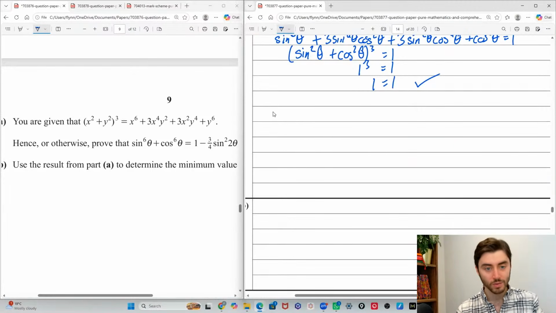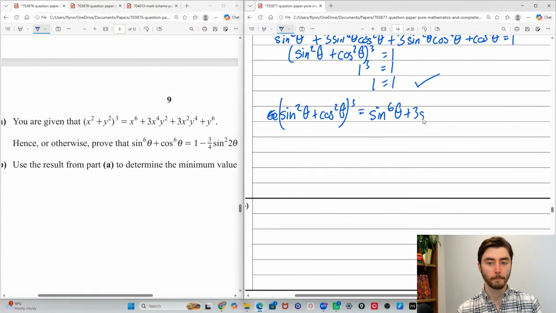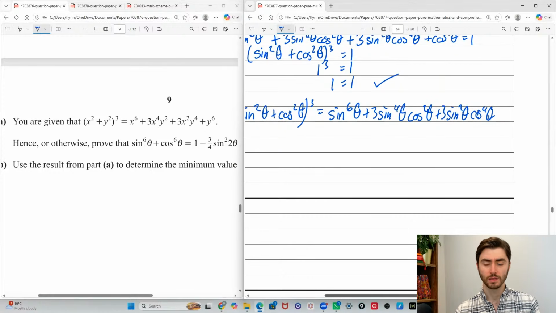What I was supposed to do was to just say if x is equal to sine theta and y equals cos theta, then on the left-hand side we get sine squared theta plus cos squared theta cubed. And on the right-hand side, we would have sine 6, sine 4, sine squared cos 4, plus cos to the 6. So that gives me my 1 equals, basically just the same thing in reverse.